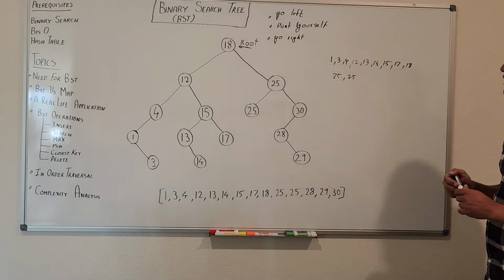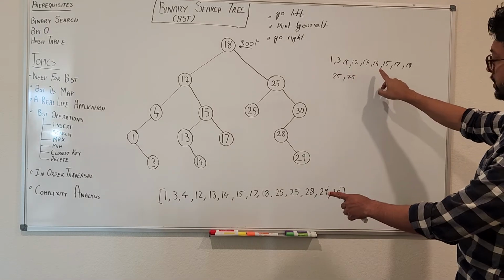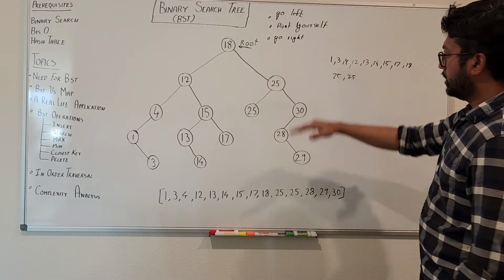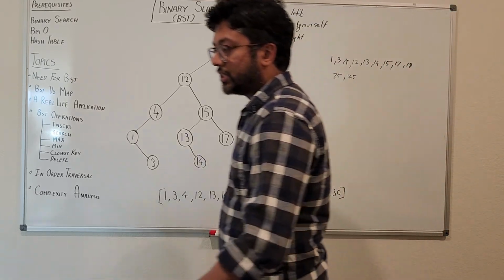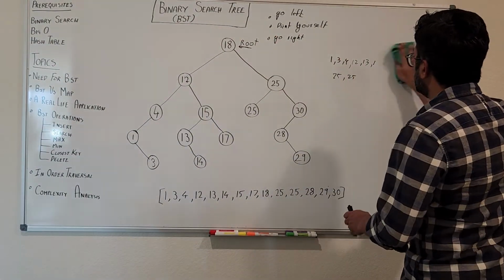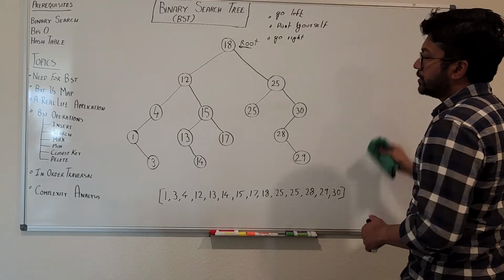So basically, like you see, it's in sorted order. 1, 3, 4, 12, 13, 14, 15, 17, 18, 25, 25. So this is in sorted order. This is called an in-order traversal. This is also a very popular phone screen question for interviews.